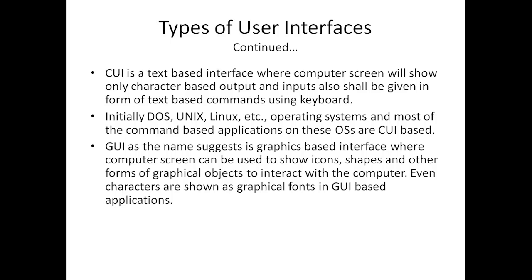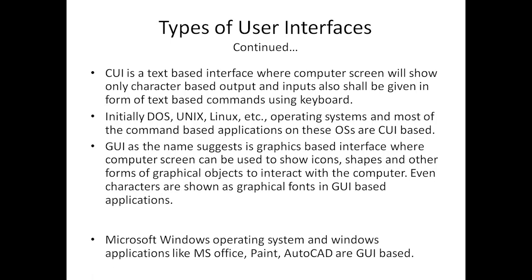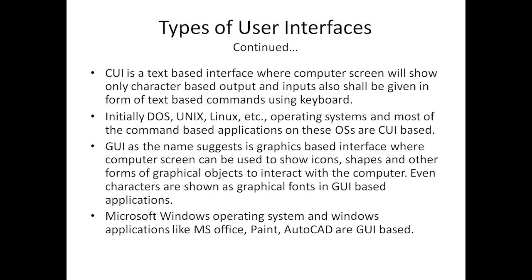GUI, as the name suggests, is a graphics-based interface where the computer screen can be used to show icons, shapes and other forms of graphical objects to interact with the computer. Even characters are shown as graphical fonts in GUI-based applications. The Microsoft Windows operating system and Windows applications like MS Office, Paint, AutoCAD are examples of GUI-based applications.